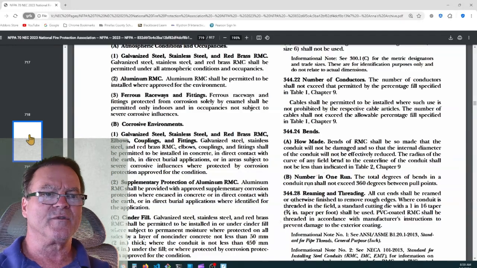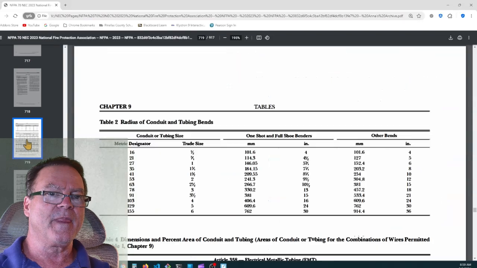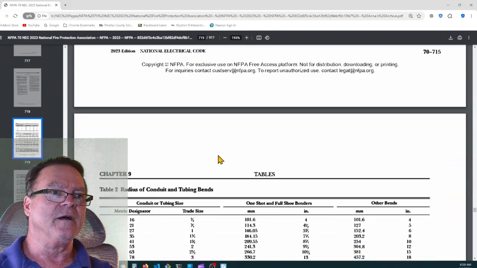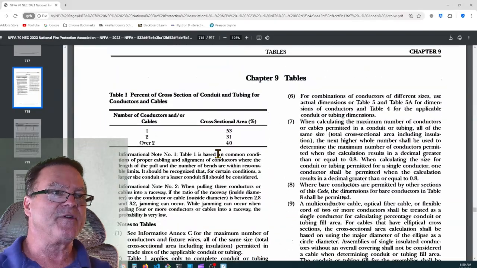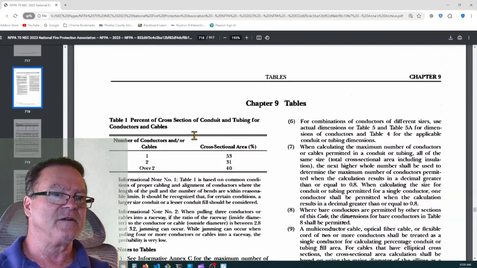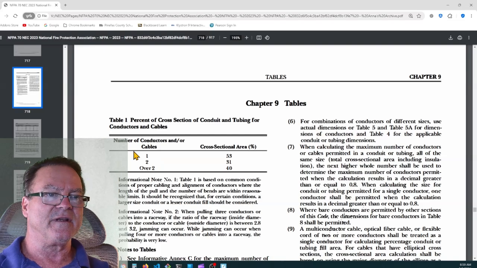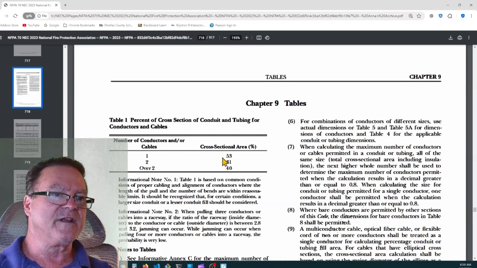While we're in Chapter 9, we'll take a look at a couple of different things. So here's Chapter 9. It's tables and examples, basically. And Table 1 gives us conduit fill. If we have one conductor in a conduit, we're allowed to fill that conduit cross-sectional area up to 53%.